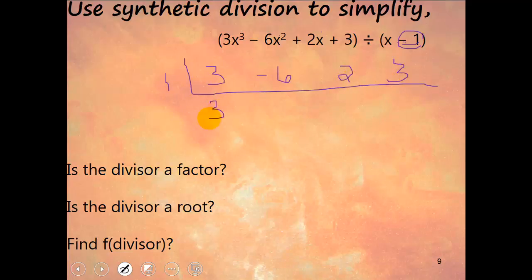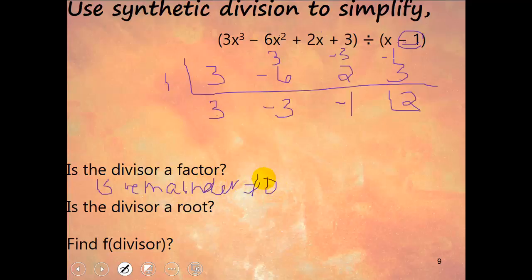I bring down my first one. 3 times 1 is 3. I add it to my second column. Negative 3 times 1 is negative 3. I add it to my third column. Negative 1 times 1 is negative 1. I add it to my final column, and that gives me a 2. Okay? So, is the divisor a factor? Well, look here. Is the remainder equal to 0? No. So it is not a factor.